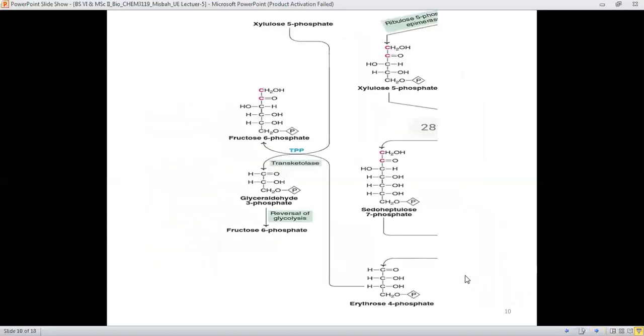Next is the interconversion. After the erythrose 4-phosphate, there is formation of the glyceraldehyde 3-phosphate. In the upcoming slide, you will clearly see that there is a role of the xylulose 5-phosphate also to give the fructose 6-phosphate and glyceraldehyde 3-phosphate, which will further become part of the pathway which is called glycolysis.